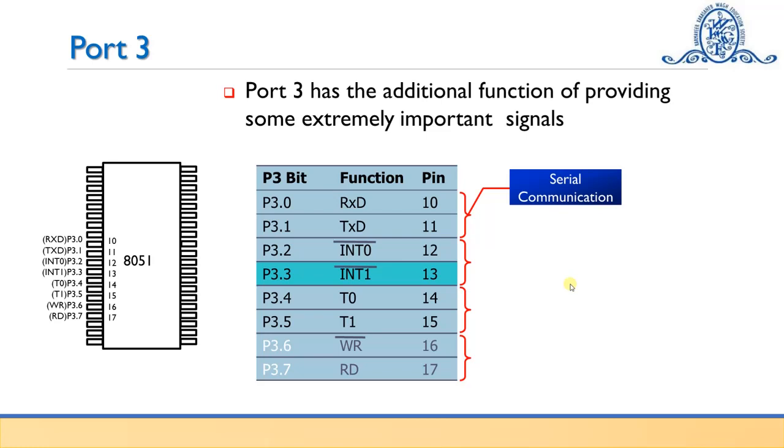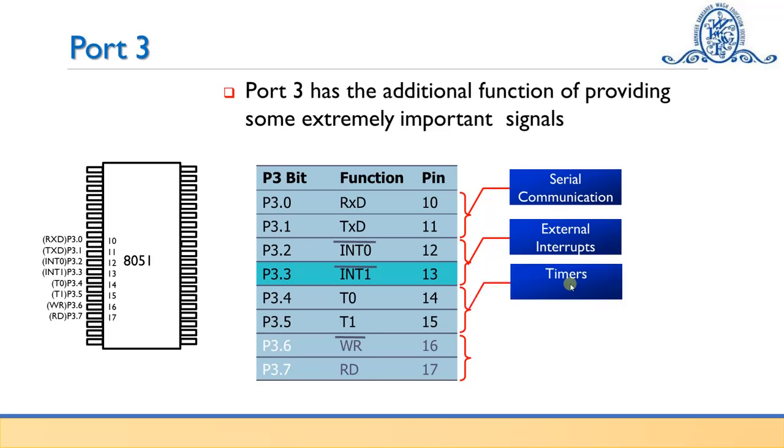Port 3 P3.2 is INT0 bar and P3.3 is INT1 bar. Now these pin numbers 12 and 13 are used as external interrupts. So these are the interrupt pins, and externally they can be connected to some device. P3.4 and P3.5 are T0 and T1. These are pin numbers 14 and 15, and these are used as timers.